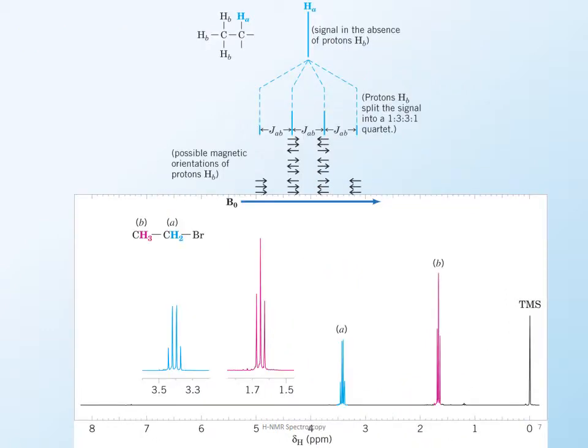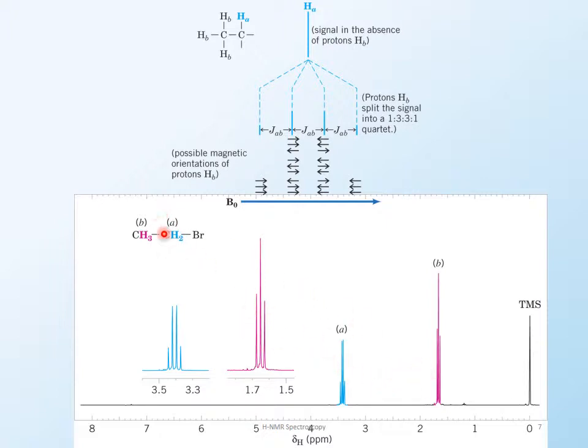Here is the one for a quartet. Okay, so here is a CH2, CH3, and there is a bromine over here. This is ethyl bromide. So these 2 protons are looking at these 3 plus 1, so it will give you a quartet right here. And these 3 protons are looking at these 2 plus 1, so they will give you a triplet, okay, which is over here.